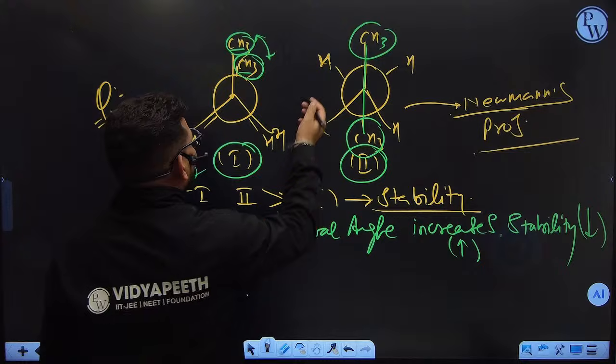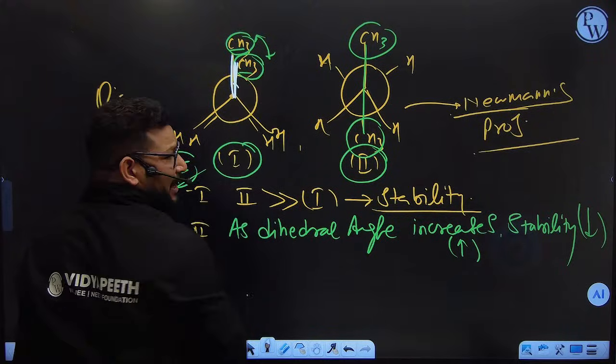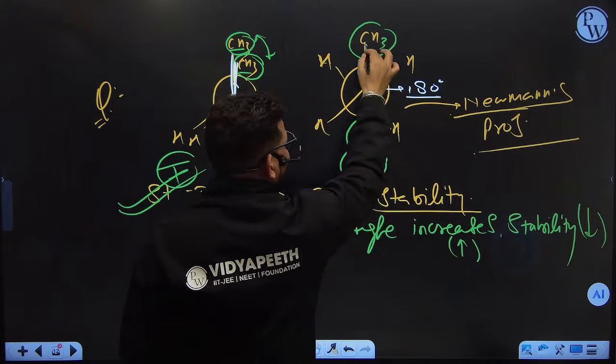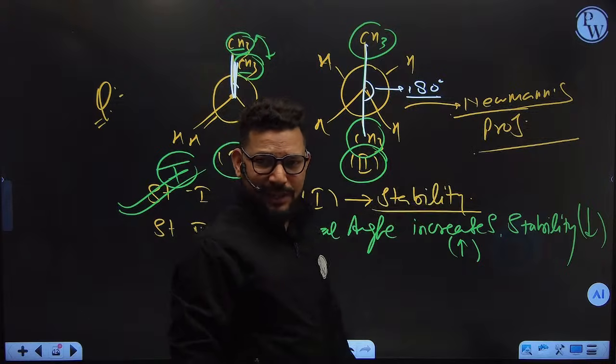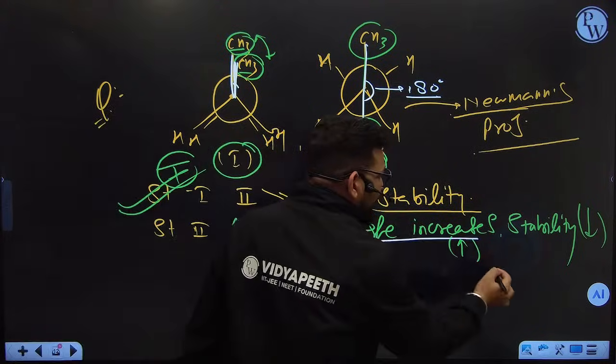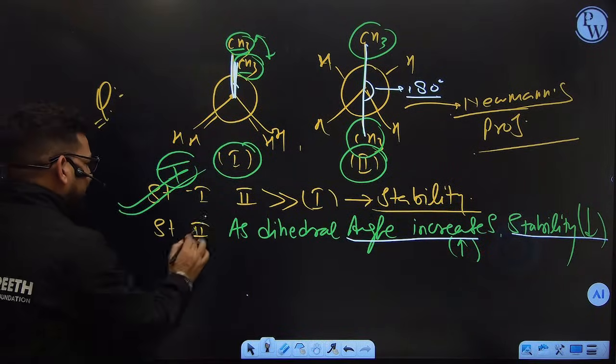I know sir, here you see the angle is approximately 0 degrees if it is completely eclipsed, but here the angle is nearby 180 degrees. Now you can say that the angle is increasing and stability is also increasing. But the statement written here says the angle increases, then the stability decreases. Thus we can say this is completely wrong.